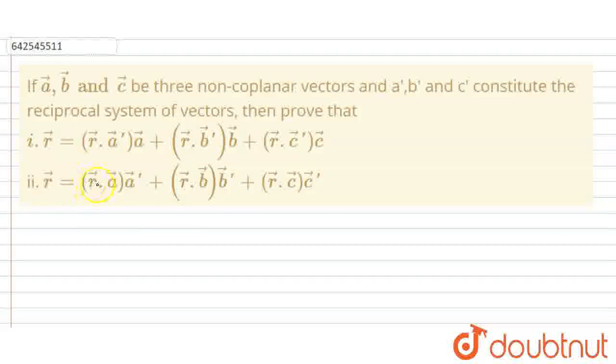The second one is: R vector equals (R vector dot A vector) into A dash vector plus (R vector dot B vector) into B dash vector plus (R vector dot C vector) into C dash vector. So we have to prove whether this first and second equation is true or not. Okay, students, let's move to the answer.